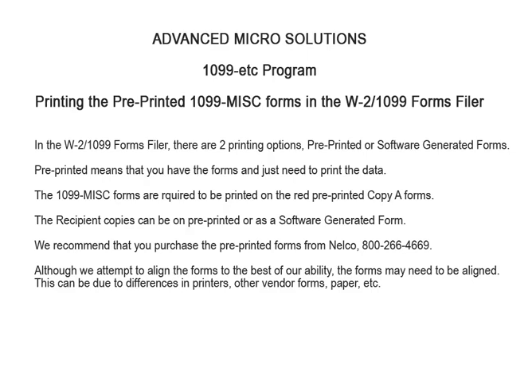Recipient copies can be printed on pre-printed or as a software-generated form. We recommend that you purchase the pre-printed forms from Nelco. Their phone number is 800-266-4669. Although we attempt to align the forms to the best of our ability, the forms may need to be aligned. This can be due to differences in printers, other vendor forms, paper, etc.